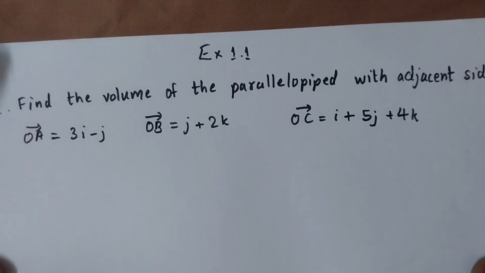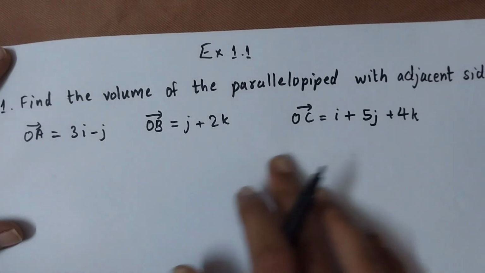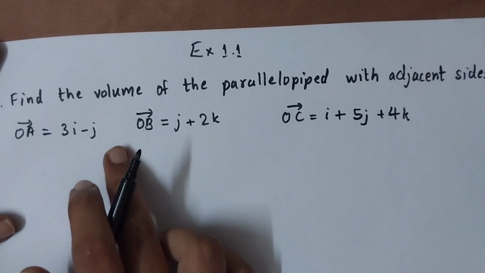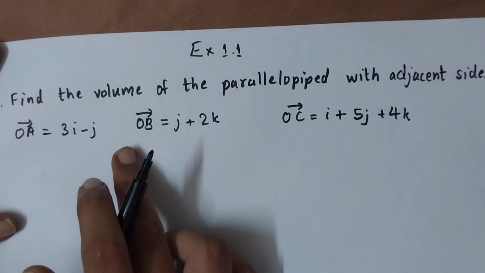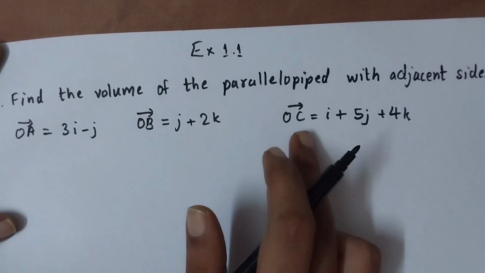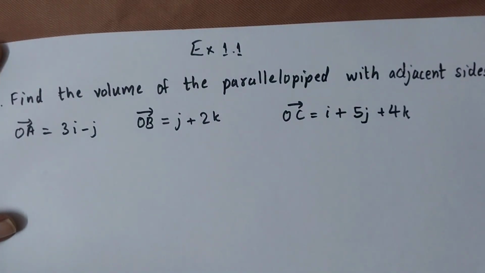Let's do some exercise questions. Our first question is find the volume of the parallelepiped with adjacent sides OA vector is equal to 3i cap minus j, OB vector is equal to j plus 2k and OC vector is equal to i plus 5j plus 4k.